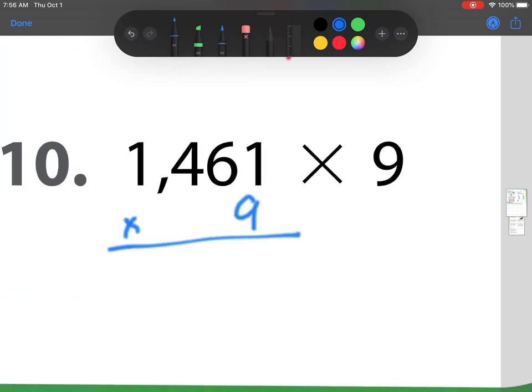Our last one for this section, we're going to use partial products. 9 times 1 is 9. 9 times the tens place value, so I put a 0 so I can start on the tens.